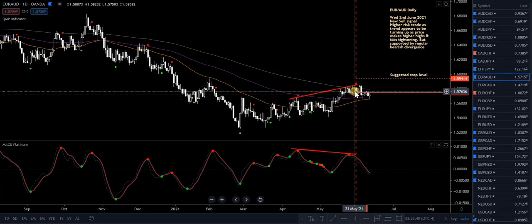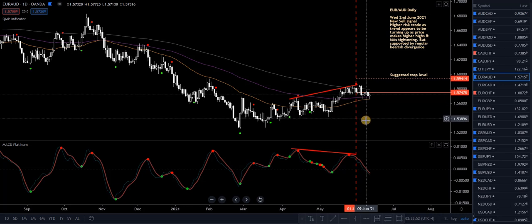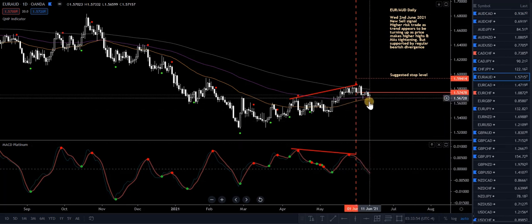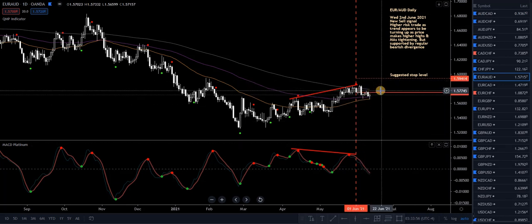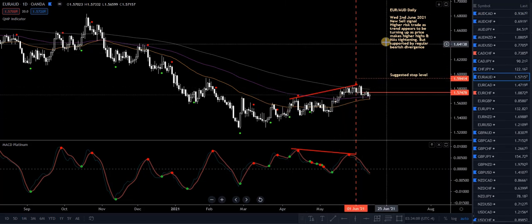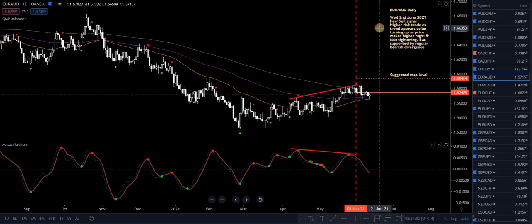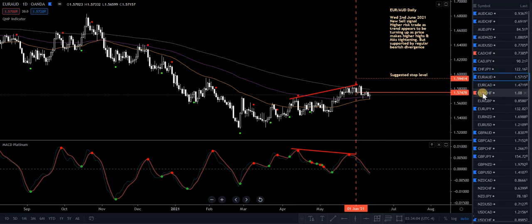Euro Aussie, let's have a look. Took a sell here. The MACD's through the zero level. We're in profit. I'd probably bring my stop down just above this high here and tighten this right up. It was a high risk trade to start with. There's been a lot of crappy trades lately.